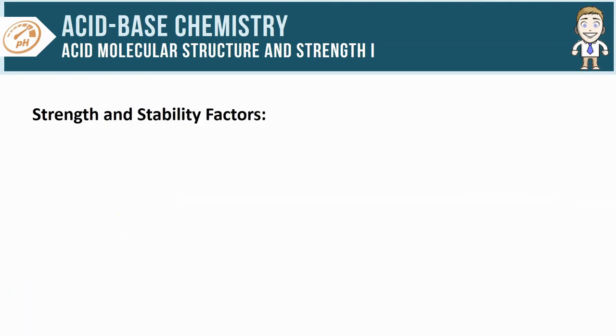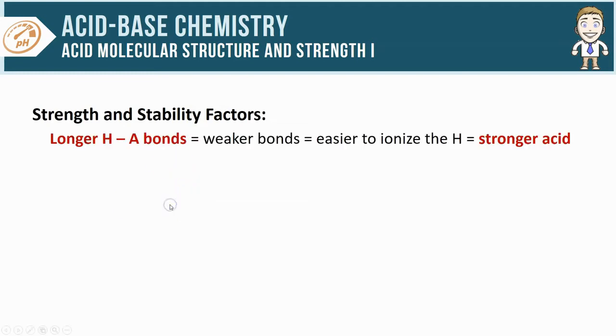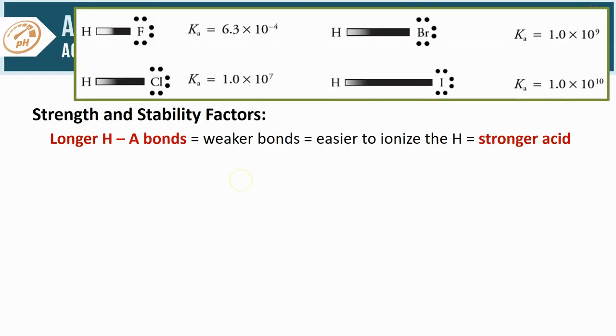So we'll start off by taking a closer look at the length of the bond and say that a long bond, so that's a very long bond between the hydrogen and the rest of the acid, is also going to be a very weak bond. And again, if it's a weak bond, it's easier to ionize that hydrogen away. You're going to end up with a stronger acid. You can see that pattern played out with these four acid examples.